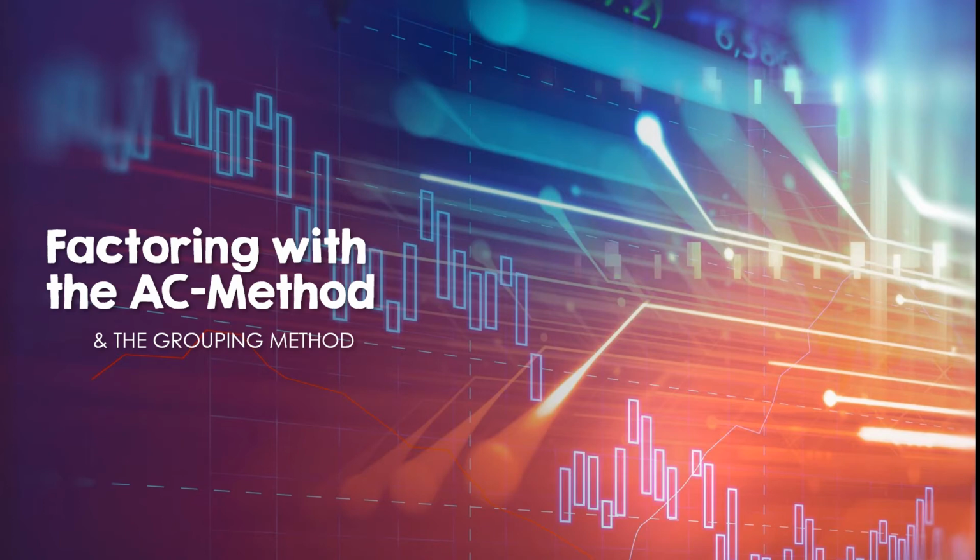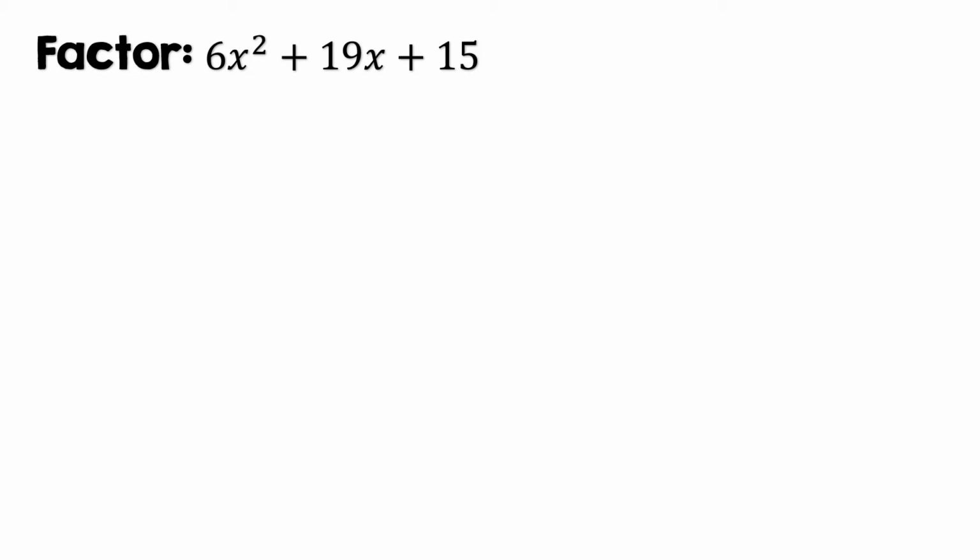Let's look at factoring with the AC method combined with the grouping method. Let's factor 6x squared plus 19x plus 15. The first thing we always want to check for is a greatest common factor, so we need to find the greatest common factor of 6x squared, 19x, and 15. The greatest common factor is 1, so we don't have to factor a monomial out of this expression.